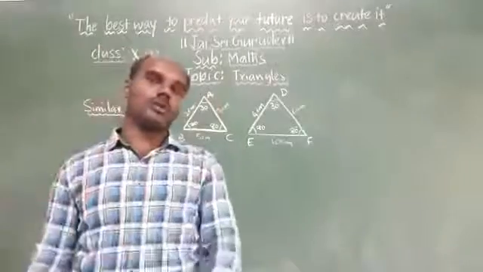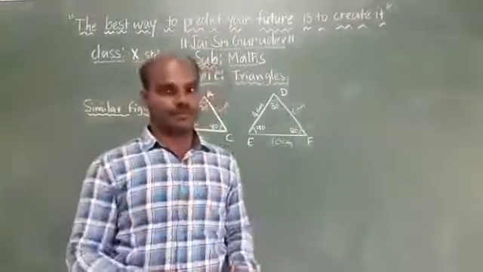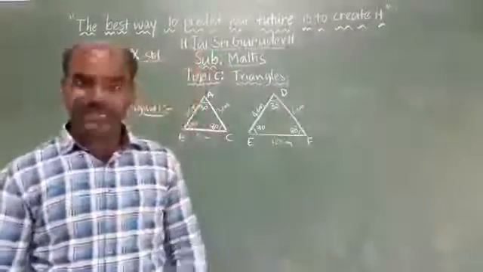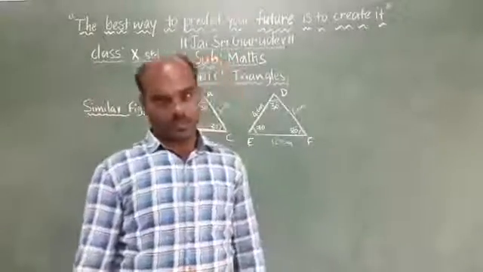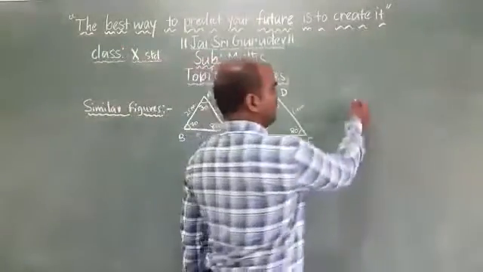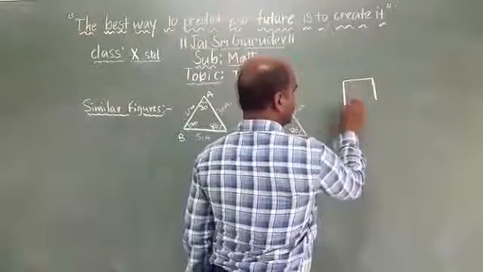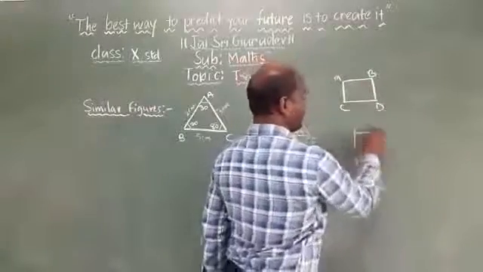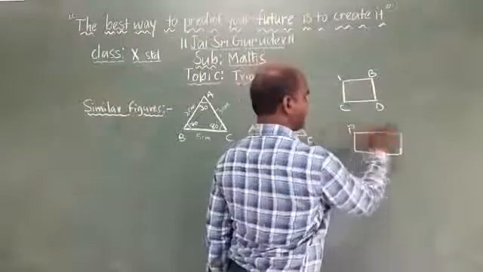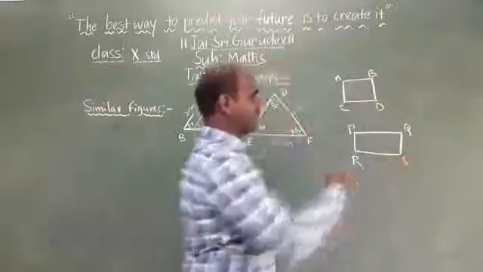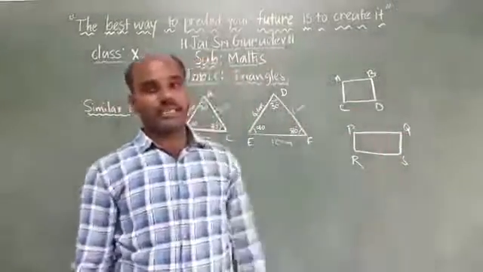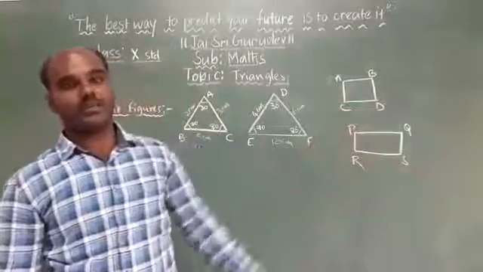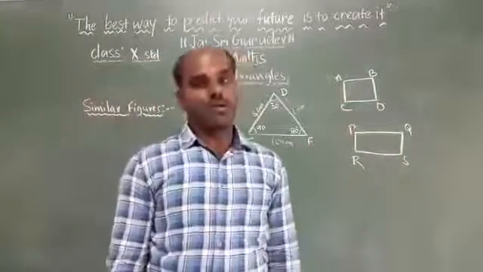While comparing two polygons, if they have the same shape, such polygons can be called similar polygons. For example, ABCD is a rectangle, as well as PQRS is also a rectangle. Both have the same shape, so the two figures can be called similar polygons.